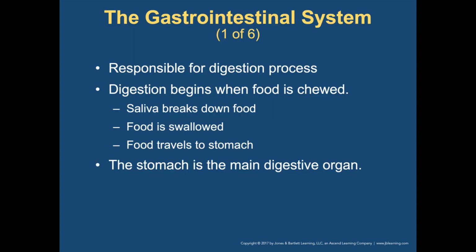Moving along. Sounds like y'all are paying attention a little bit. All right. So back to some of the stuff the book puts in here. The gastrointestinal system is responsible for the digestion process. Digestion begins when food is put in the mouth and it is chewed. The salivary glands secrete saliva and begin to break it down, like we talked about earlier. Food is then swallowed.